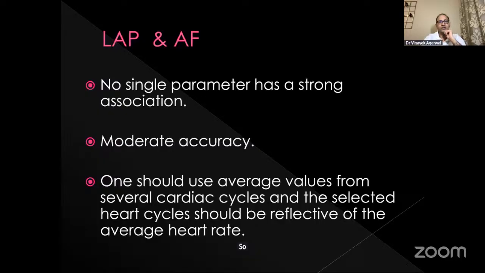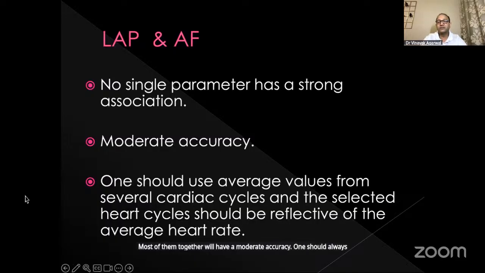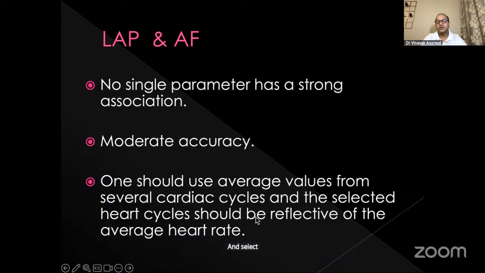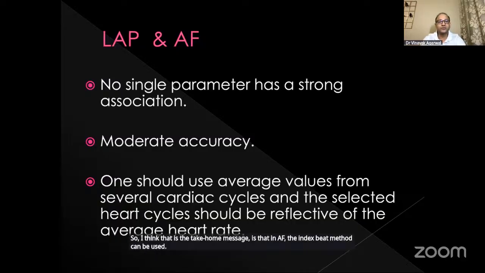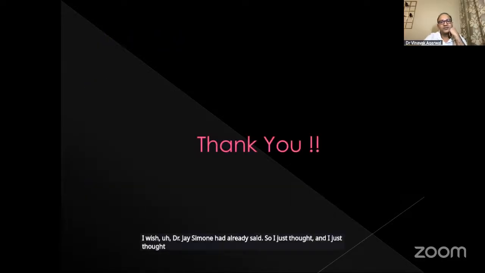So when we talk about left atrial pressure and AF, we have to remember that there is no single parameter which has a very strong association. Most of them together will have a moderate accuracy. One should always average values from several cardiac cycles, at least 5 to 10, and the selected cardiac cycles should be reflective of the average heart rate. The take-home message is that in AF, the index beat method can be used, which Dr. C Mohan had already said. So I just thought I'd present this interesting case. Thank you.